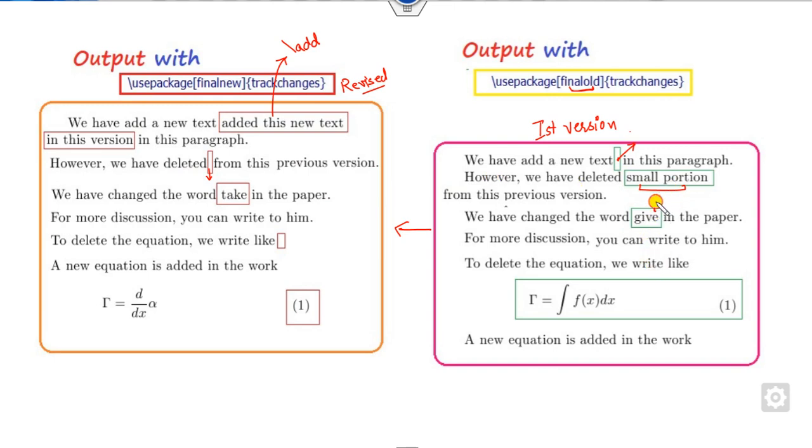In the initial version there is the word give, and we have replaced it with the help of take. Also there is one equation, and now we have deleted this equation and replaced it with the new equation here. So this is the way you can revise your manuscript and highlight all the changes with the various options as per your desire. I hope you can simply learn all this.